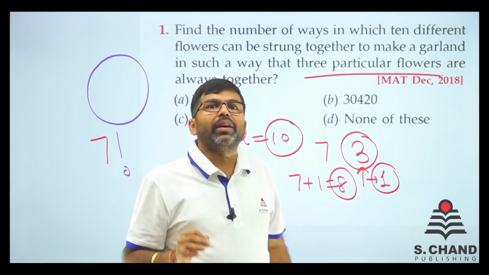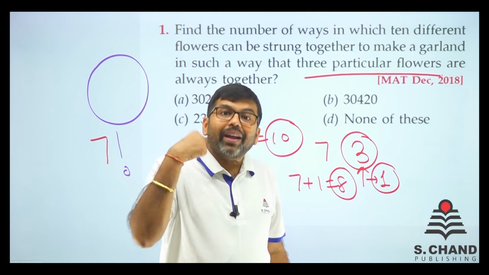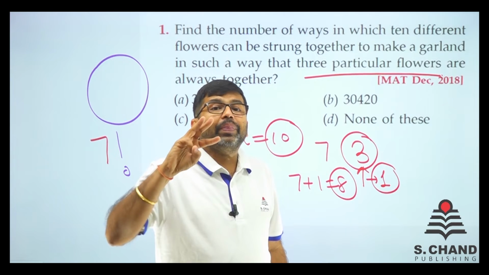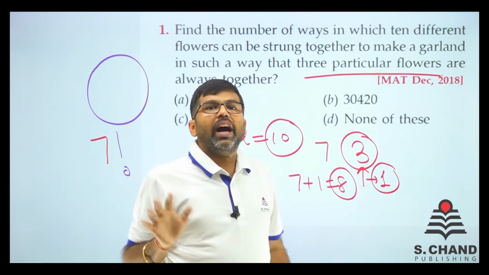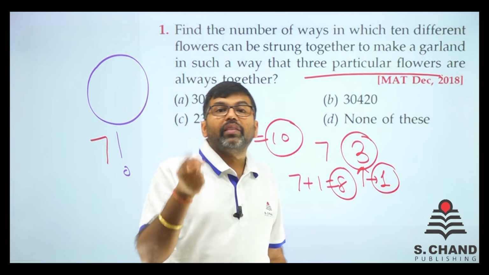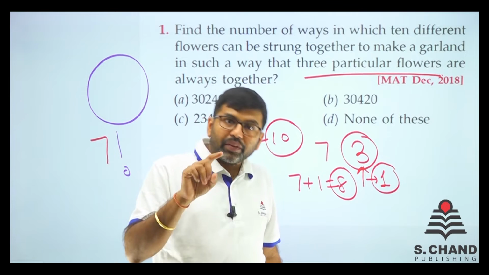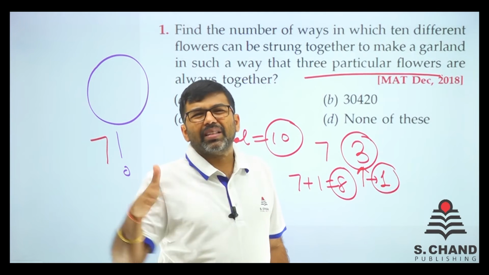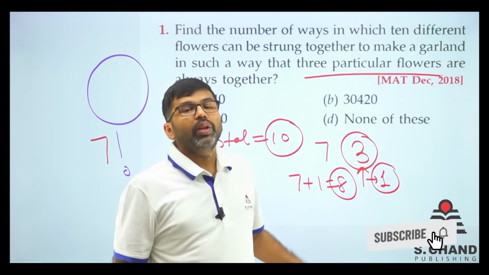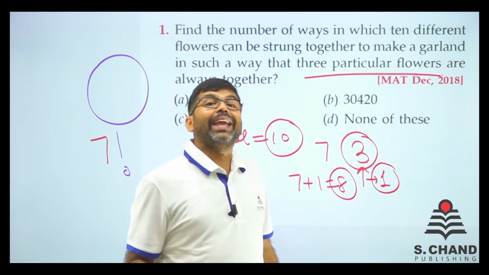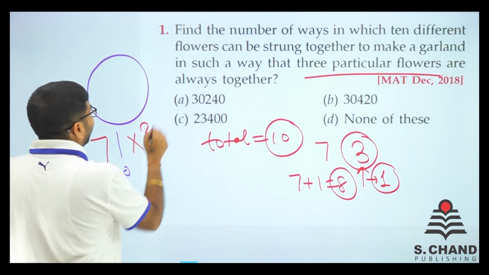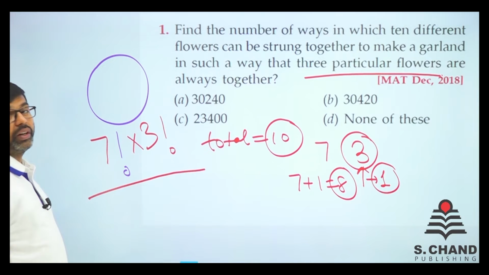You need to remember that they can also be arranged in different ways. If there are 3 and they are not in a circular manner, they are just ABC, then we have BCA, then CBA, then CAB, such types, right? So these 3 flowers which are put together can be arranged in 3 factorial ways. So the final answer is 7 factorial into 3 factorial.